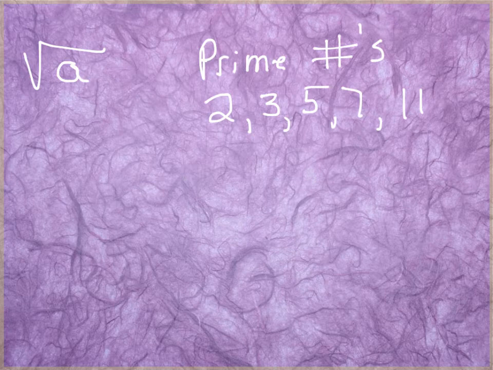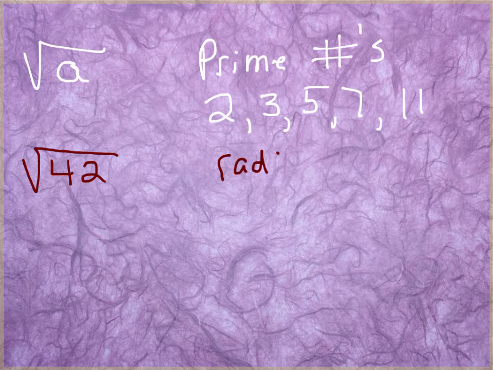Let's look at an example of simplifying a radical. Let's do something like square root of 42. I don't know exactly what it's going to be yet. You can't just punch it in on a calculator. We want to keep it in radical form. So we're going to focus on keeping something in radical form.